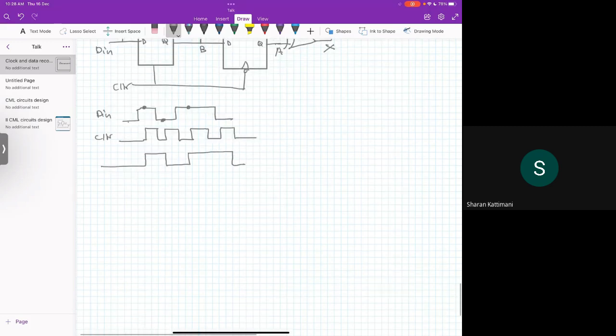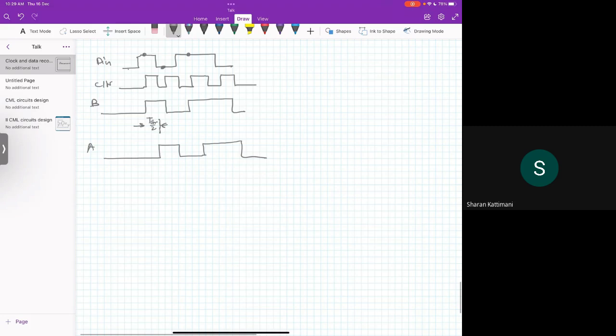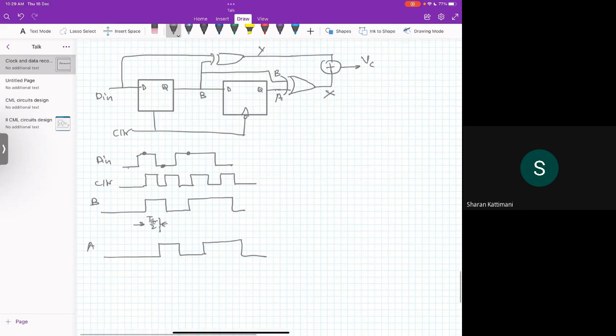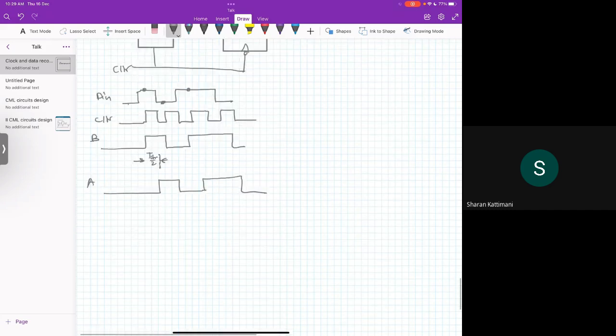Okay, and there is A, it is half clock cycle delayed to the B. So A will be half clock cycle delayed, so this is T clock by 2 difference from here to here, so A will be something like this. Okay, so after getting this, if we do XORing of A and B, so here we have B, so we can get X. Okay, and Y will be as per what we have got earlier.